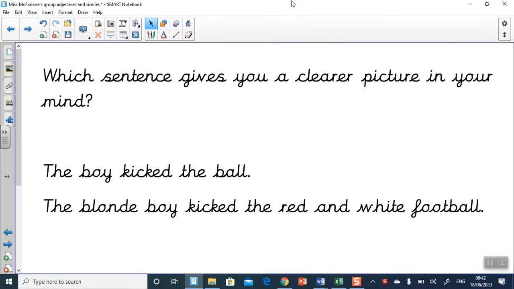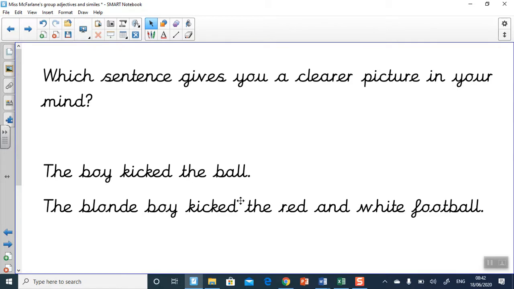So, just for an example, which sentence gives you a clearer picture in your mind? So, the boy kicked the ball, or the blonde boy kicked the red and white football. Just have a think for a few moments. Which gives you a clearer picture in your mind? That's right, it's this second sentence here that gives you the clearer picture, okay?